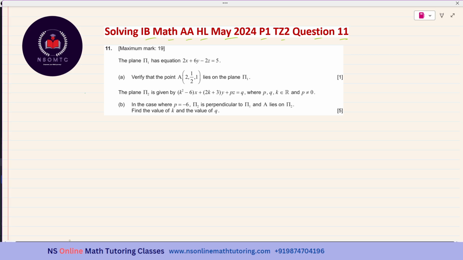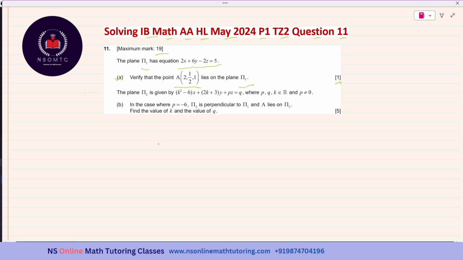The maximum mark is 19. It says the plane pi1 has equation 2x plus 6y minus 2z equal to 5. Part A's question is: verify that the point E with coordinates 2, half, 1 lies on the plane pi1. It is containing just a single mark.